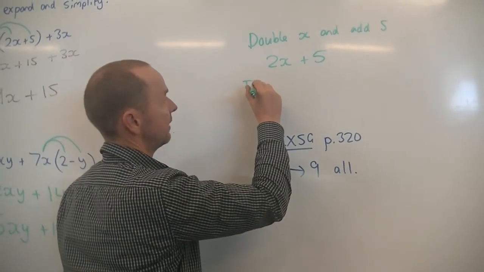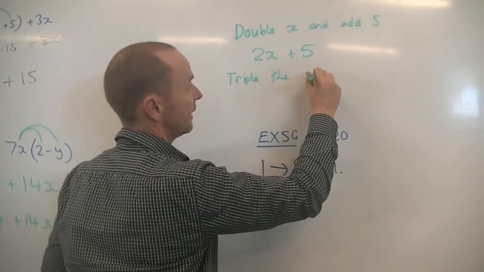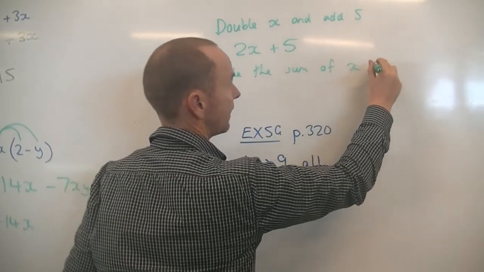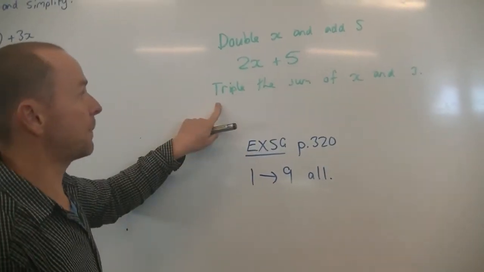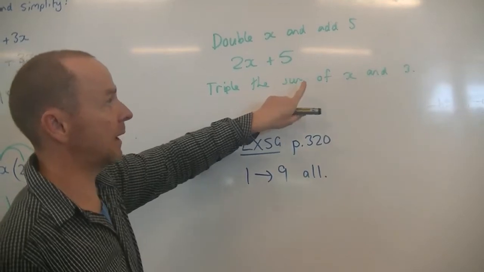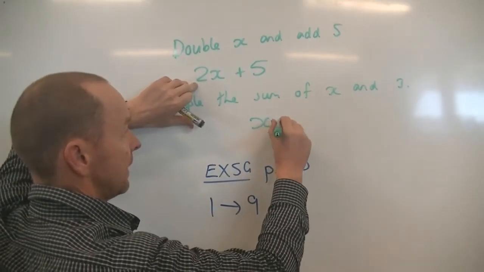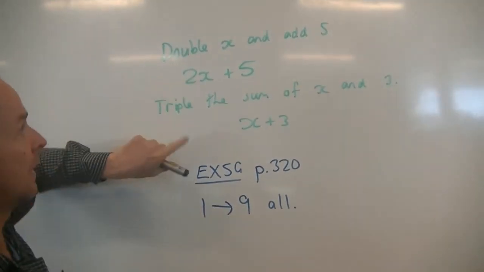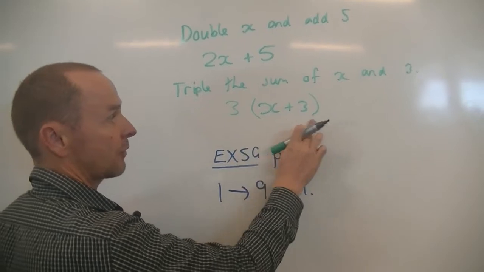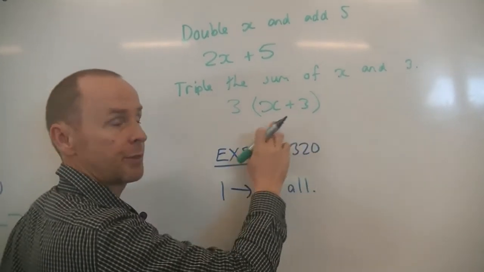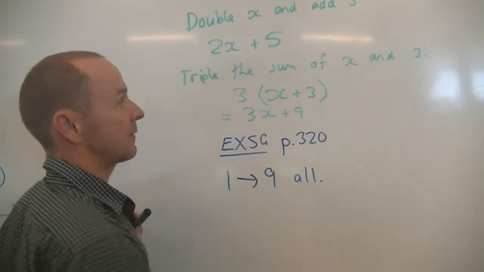They might say, here's another question. Triple the sum of x and 3. Now this one, triple the sum. Sum means plus, of x and 3. So the sum of x and 3 is x plus 3. And if you have to triple it, it means you times it by 3. So you've got to put brackets around that because you're tripling the whole thing. So now you expand the brackets and you get 3x plus 9.